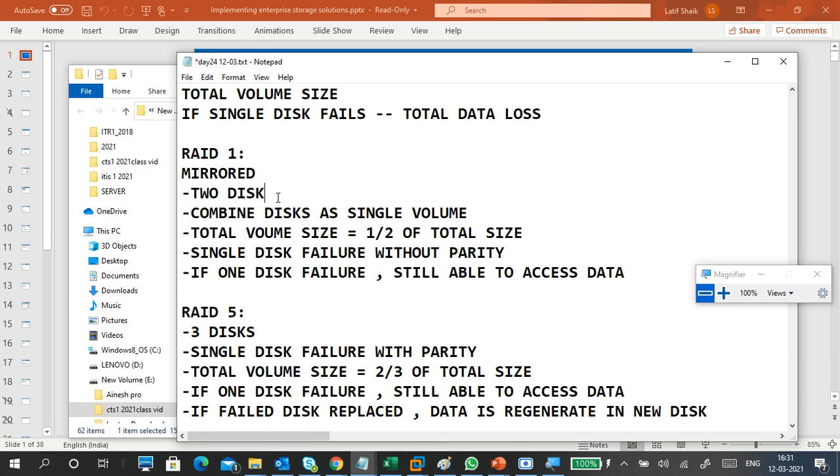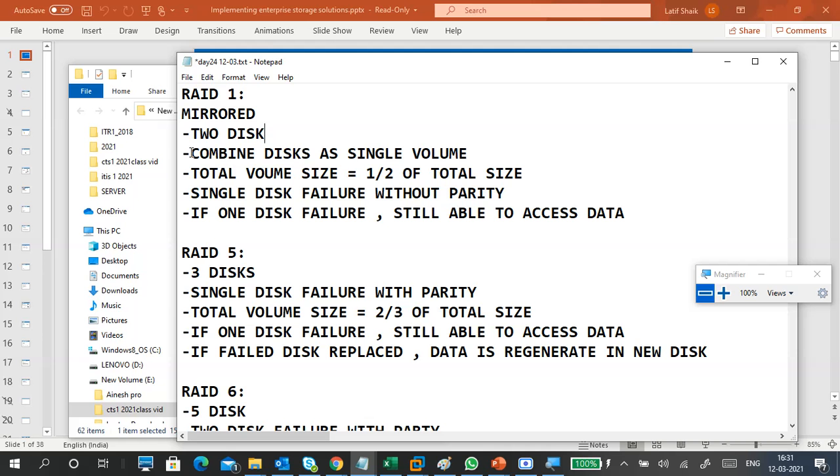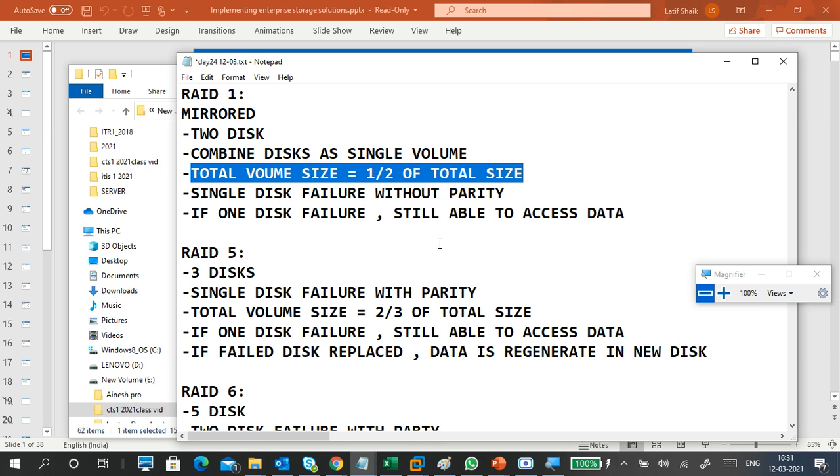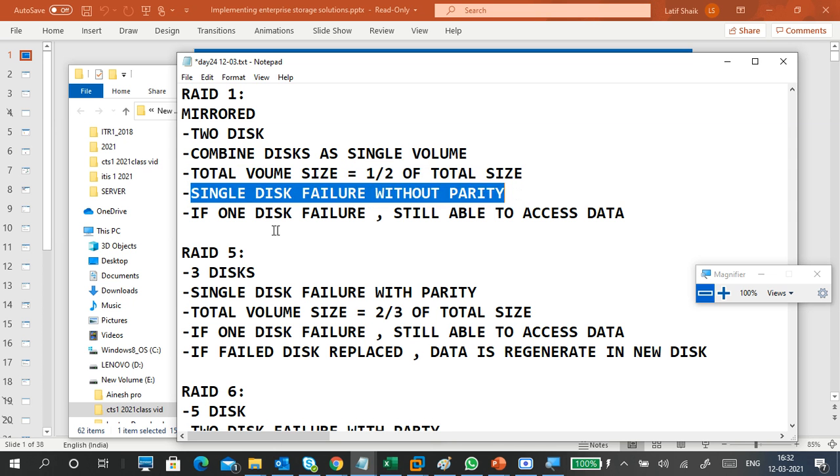Mirror disk: we are using two disks, and we are combining the two disks into a single volume, so that is called RAID 1. And we get half of the total size of the volume, meaning with 1 terabyte you get 1 terabyte only. This is called a single disk failure without parity.